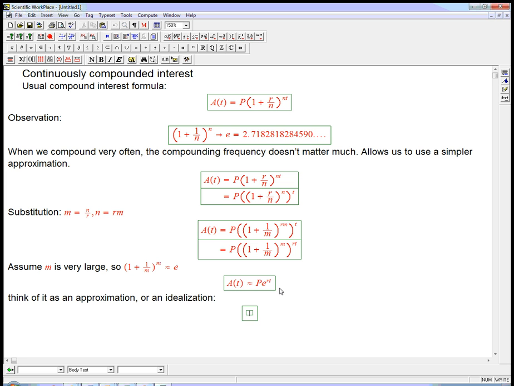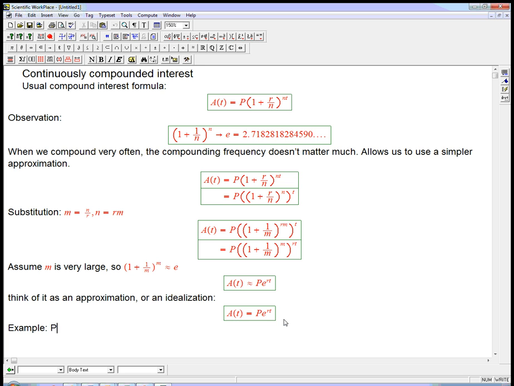In other words, let's actually just say there's this sort of ideal perfect world where we get a tiny little continuous trickle of money into our account every instant, every infinitesimal little bit of time. Then this would be the exact formula. And the difference is not that big. As long as this m is really large, either r is small or n is big, then this is going to be a really good approximation. It doesn't really matter. But you often see it as an equality for this idealized case as opposed to an approximation. So there's PERT.